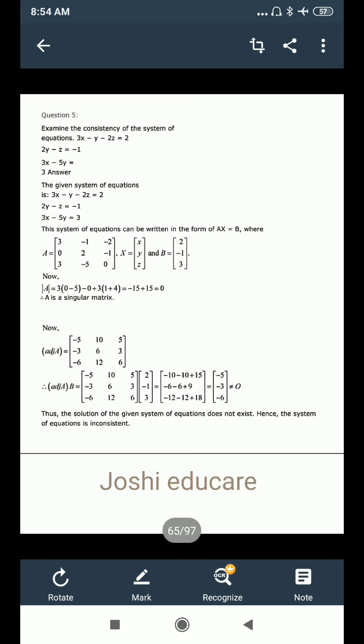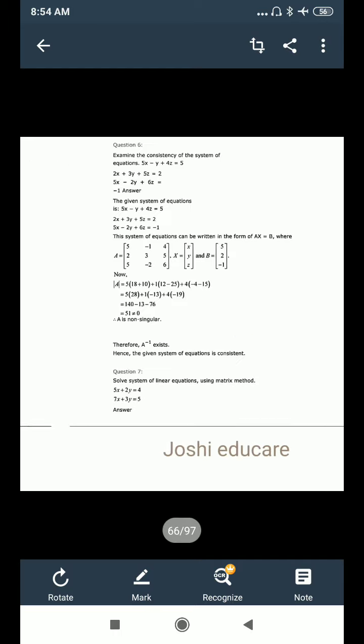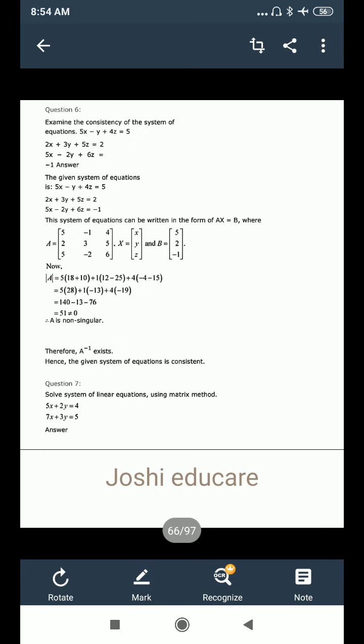So I am again repeating the whole process. You find determinant of A. If it is not 0, the first thing, you can directly declare that the system is consistent and will have a unique solution. But if determinant of A is 0, then you have to find adjoint of A into B first before declaring anything. So adjoint of A into B will be either a null matrix or a non-zero matrix. If adjoint of A into B is a non-zero matrix, then it will not have any solution and it is inconsistent. But if adjoint of A into B is also a null matrix, then it will have infinitely many solutions.